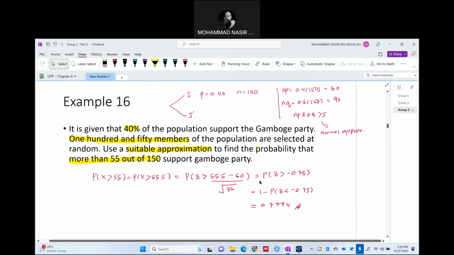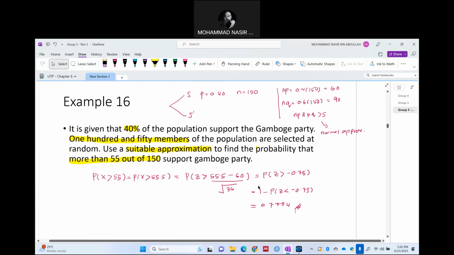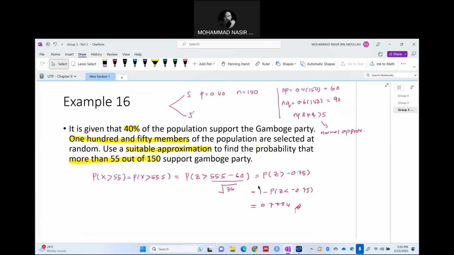Okay? Right, done this one? Basically, this topic is very simple. From binomial, identify the problem, check the condition np and nq more than 5. When it's satisfied, then apply continuity correction and convert to the Z distribution.